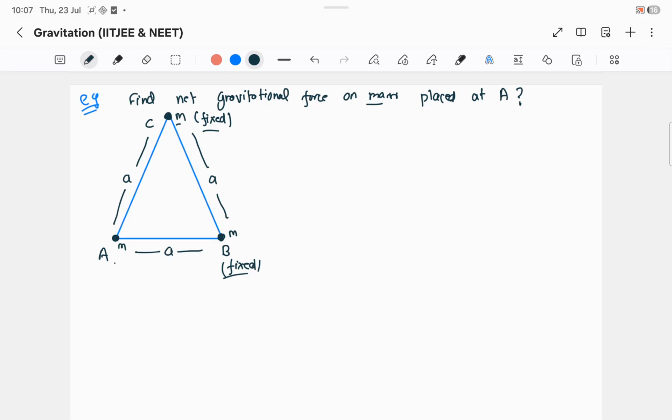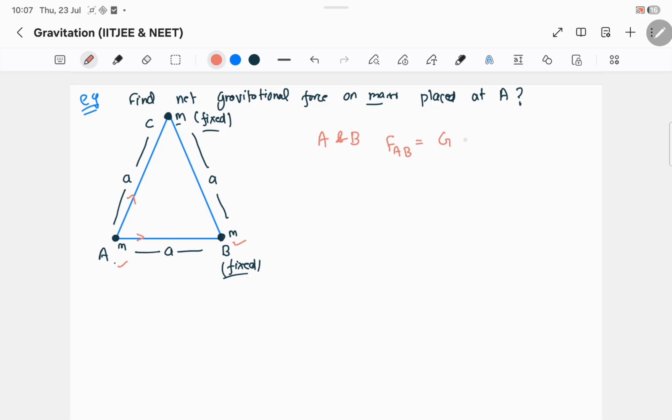Now you have observed this. Okay, so first only see these two particles, the mass at A and the mass at B. How will the mass at B attract the mass at A? It will be attracting along this line, because we know gravitational force is an attractive force and it acts on the line joining their masses. Okay, and how will C attract? Like this.